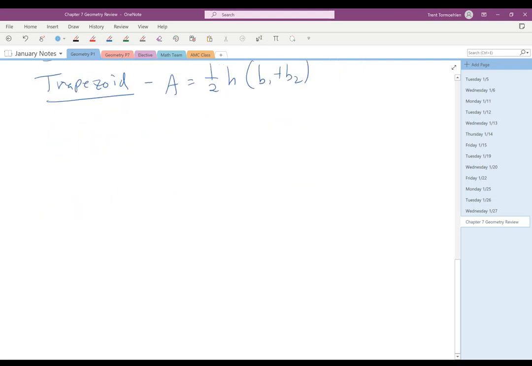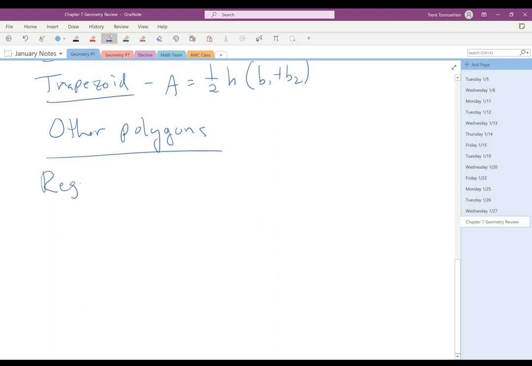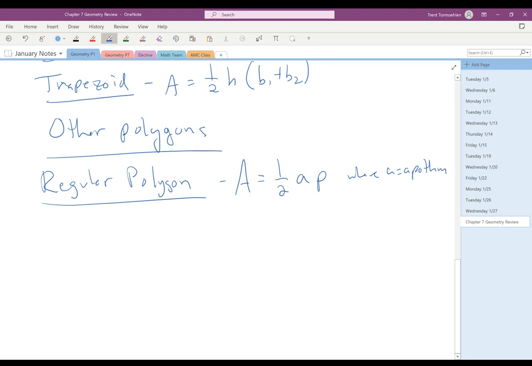Okay, and then we've got our other polygons. We have the one general formula. This works for every regular polygon, as long as you know the two pieces of information. This is the one we're using a little bit now, and we'll use a lot later once we get to trig. That is the area equals 1/2 AP, where A is the apothem. Remember, the apothem goes from the center of the regular polygon to the midpoint of a side, and P is the perimeter. We didn't use that one as much, so make sure you know it.